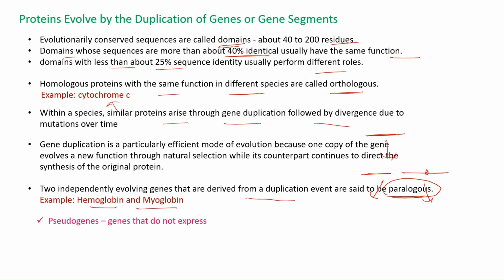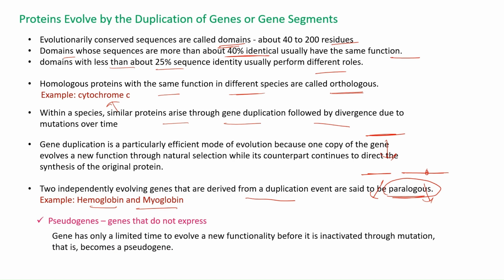Now there are some genes which are known as pseudogenes. Pseudogenes means these genes do not express. A gene has only a limited time to evolve a new functionality before it is inactivated through mutation. And when it becomes inactivated due to mutation, that gene is known as a pseudogene. That means once that gene was performing some function, but now that gene no longer expresses. So that set of genes are known as pseudogenes.